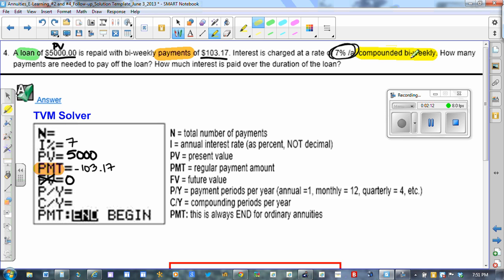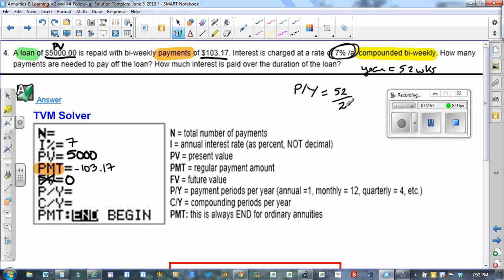compounded bi-weekly. If you think about it in terms of weeks, in a year, you're going to have 52 weeks. So 1 year, 52 weeks. Now, bi-weekly means every 2 weeks. So that means that the number of payments per year, PY, again, the tablet seems to be acting up. There we go. PY would be half of that.